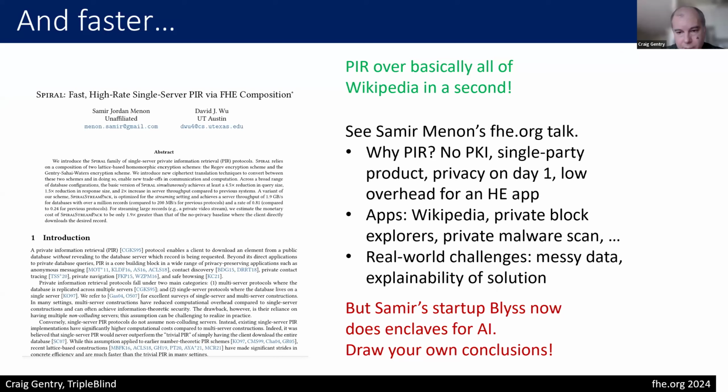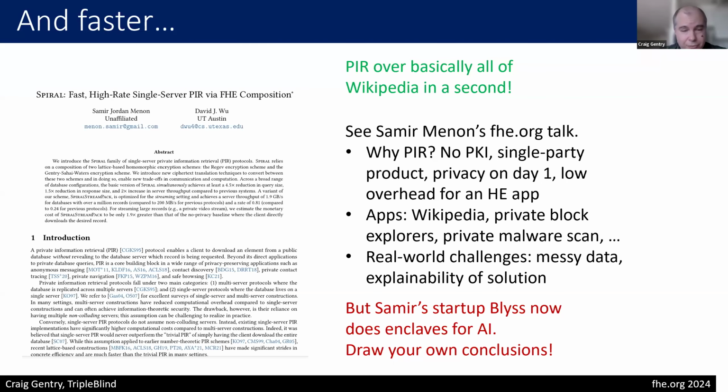And in addition to Wikipedia, he had another application, which I guess I mentioned before: if you want to scan a blockchain, you want to hide which blocks you're interested in. Otherwise, someone might front run you, and so you get a worse deal. You can also do private malware scans, so you can scan for malware without revealing exactly what malware trace you're looking for. So these were the applications he was looking at, and he described some real world challenges. So it was interesting.